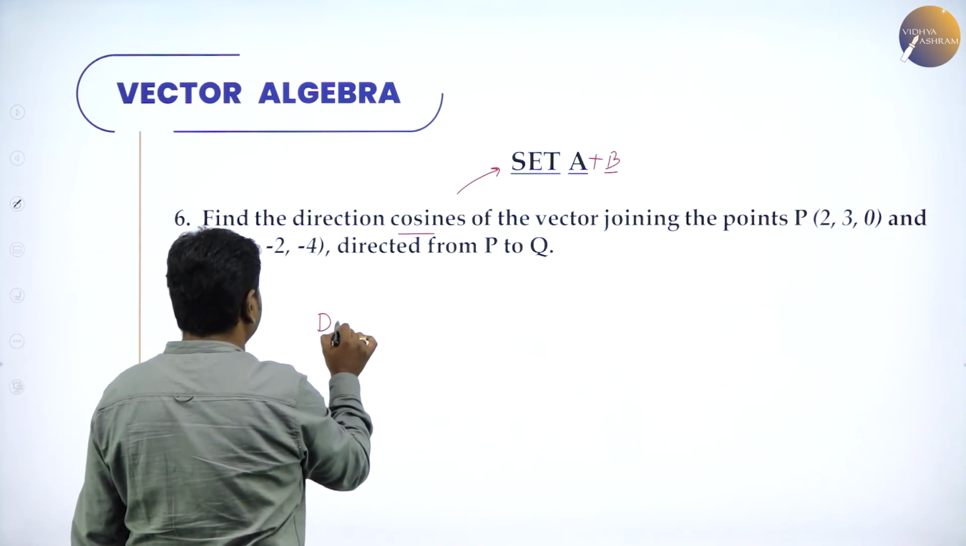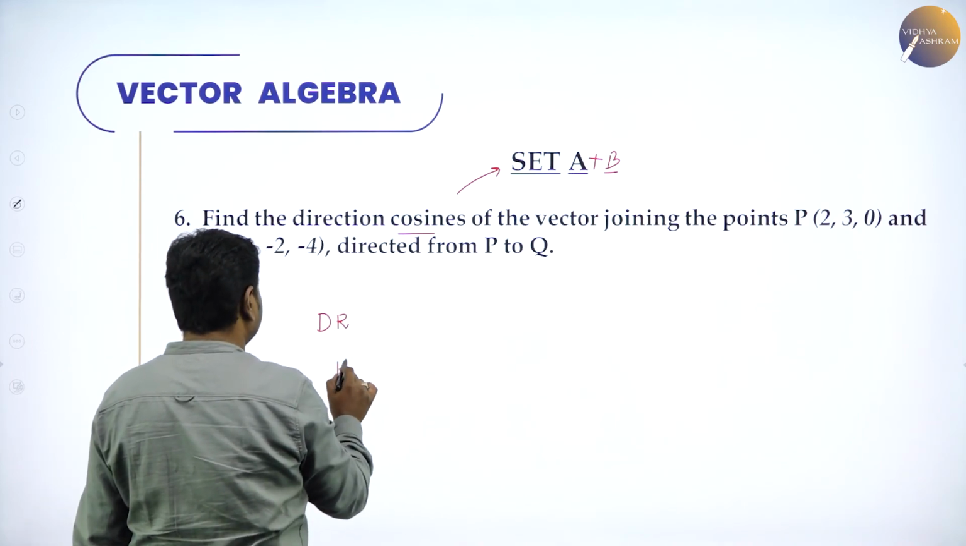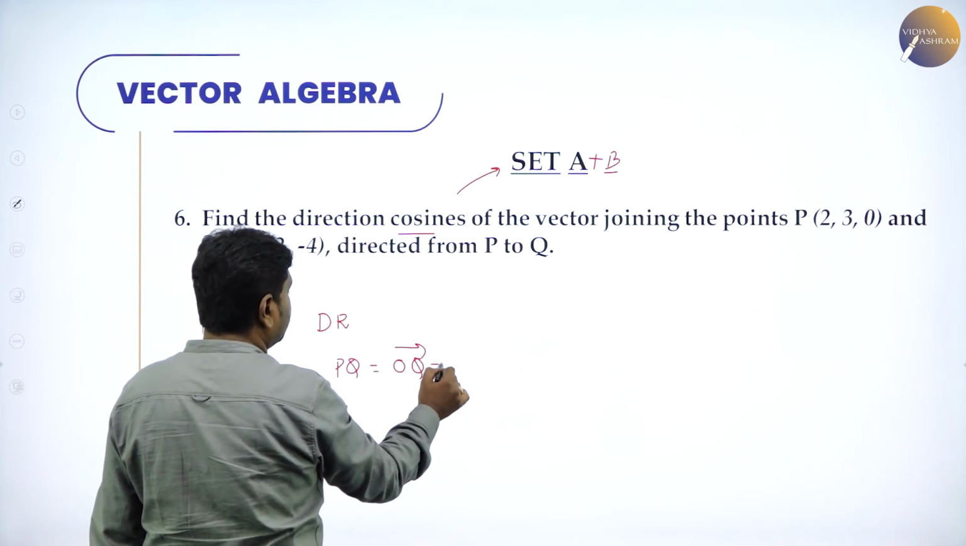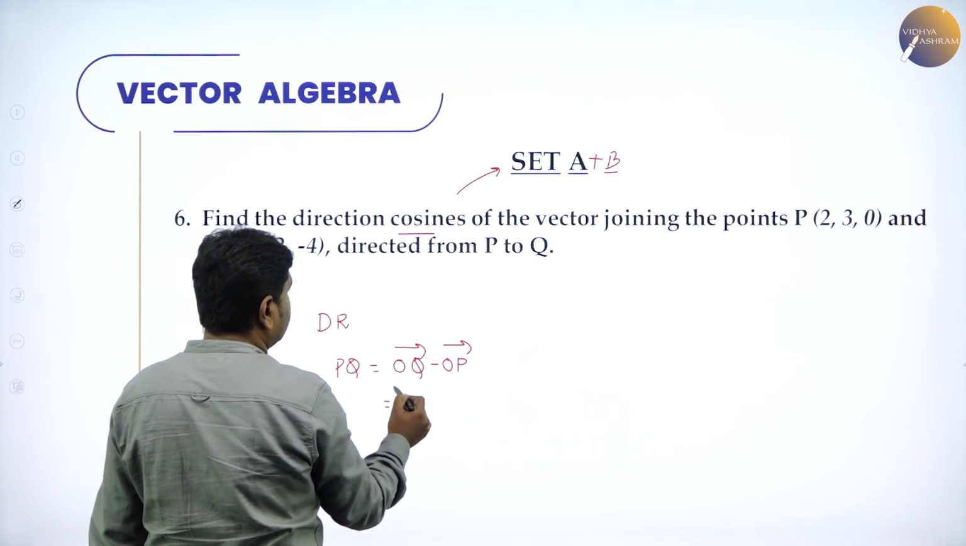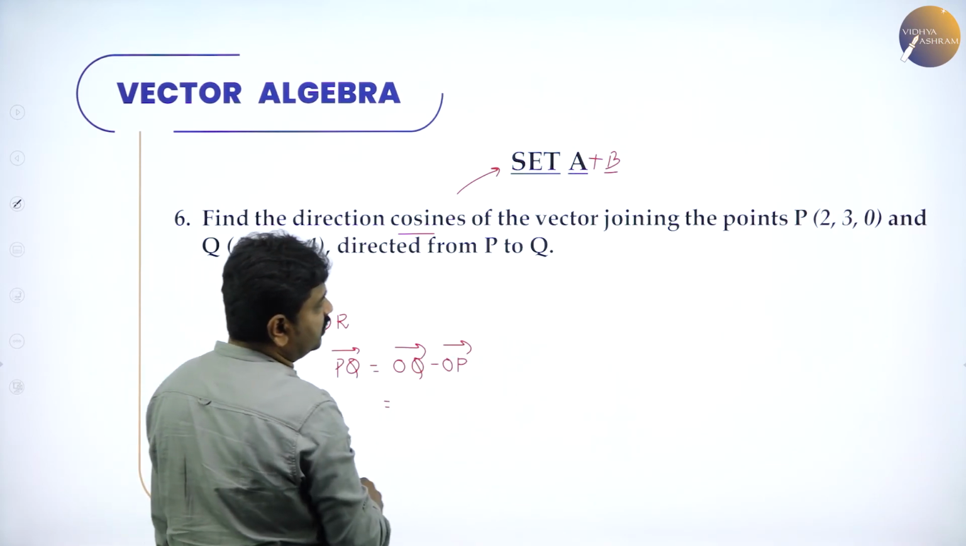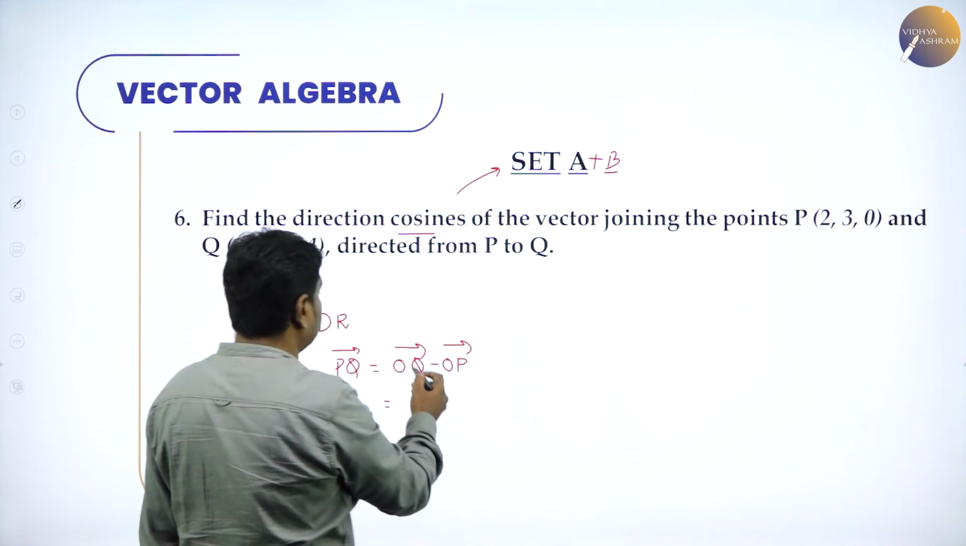First you find direction ratios. How to find direction ratios? They want PQ. PQ can be written as OQ minus OP. So you can derive the vector PQ, then write the direction cosines. So subtract and find it.